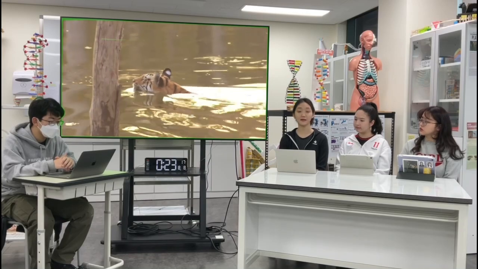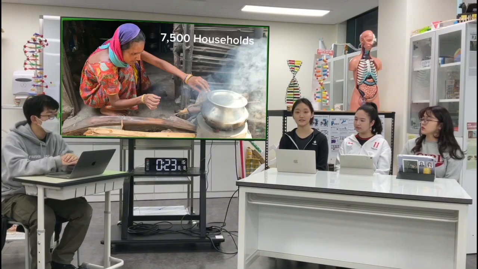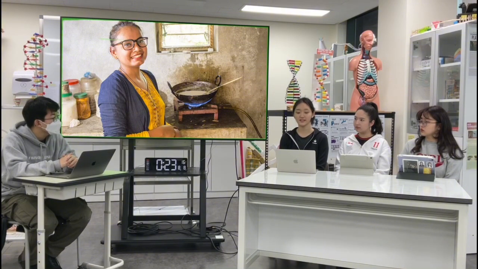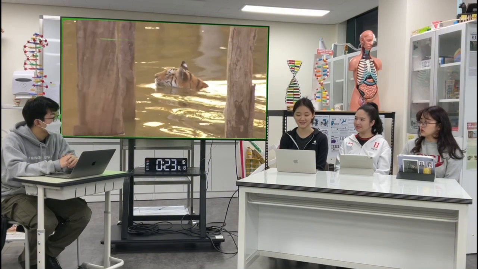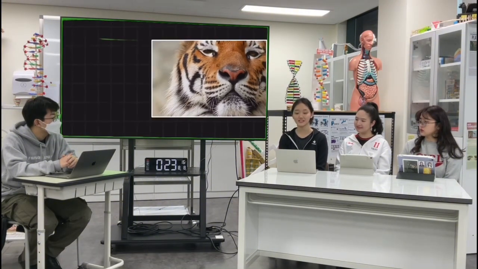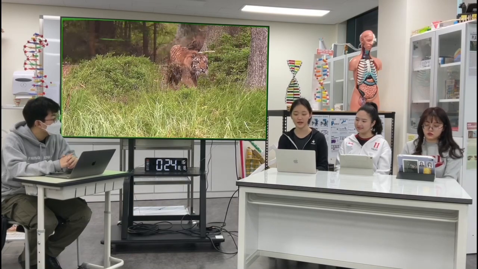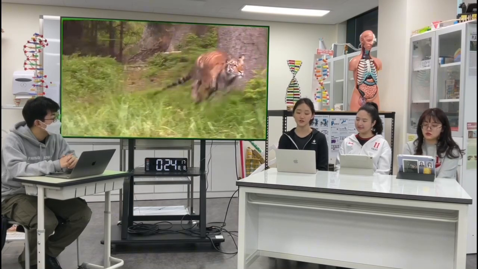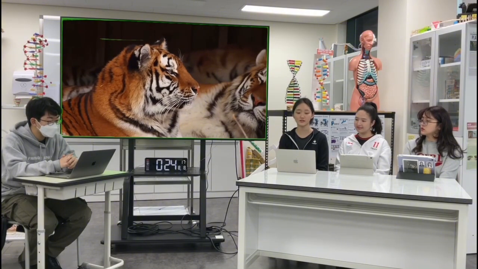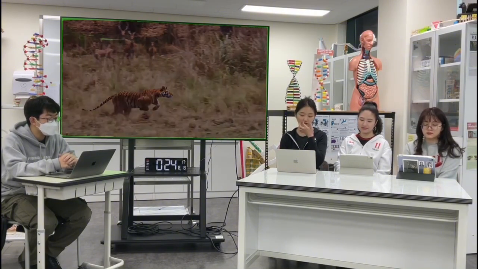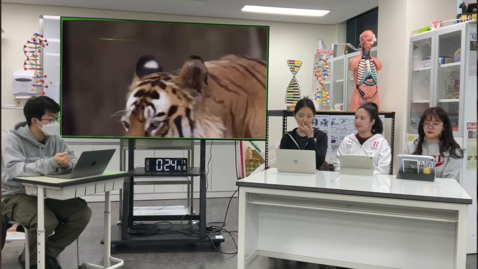Exactly, and one of the best things we've done is provide 7,500 households with improved cooking stoves. These stoves reduce firewood consumption by 65%, which decreases the pressure on the forest. This not only helps protect tiger habitats, but also reduces human-wildlife conflicts by cutting down on poaching and illegal logging. That's a great example of how conservation and community development can go hand in hand.